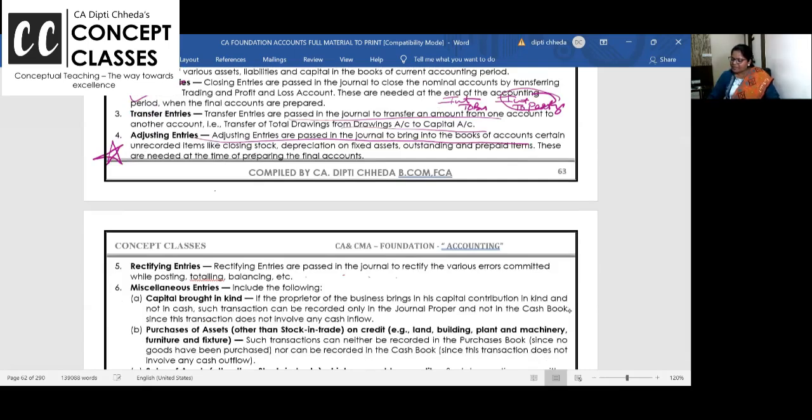Rectifying entries are passed in journal. If some entry you have recorded wrong, like, listen, goods are sold to Ramesh. So Ramesh to sales. By mistake you did Suresh to sales. So now Ramesh you have to debit, Suresh wrongly debited. So these kind of rectification entries will also be recorded in journal proper.